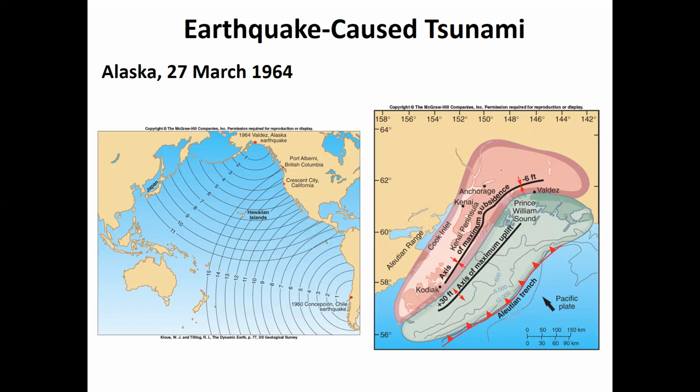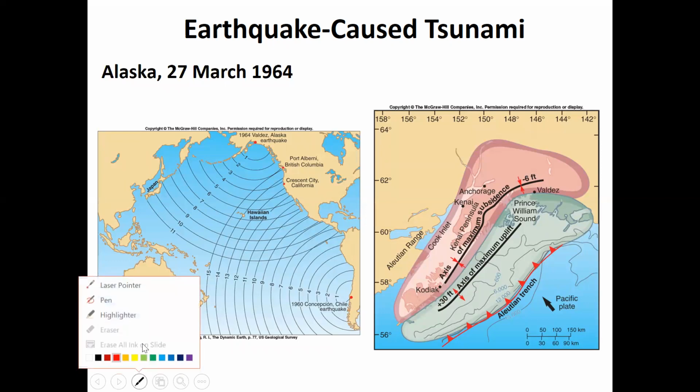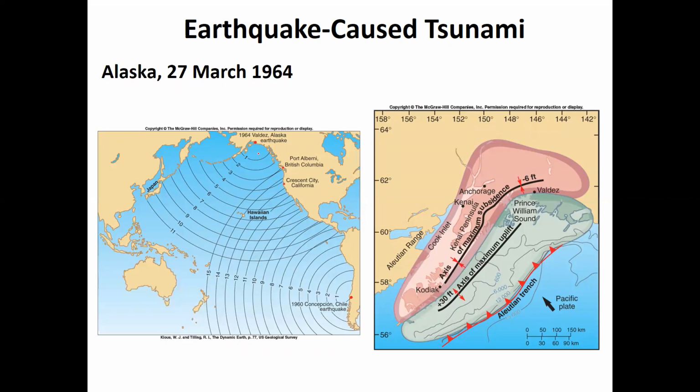So here you can see the wavefront contours, showing where the wave was at different hours after the earthquake. For the 1964 Valdez earthquake in Alaska, there are those wave fronts. And then the 1960 Chilean earthquake, you can see those wave fronts as it traveled out.